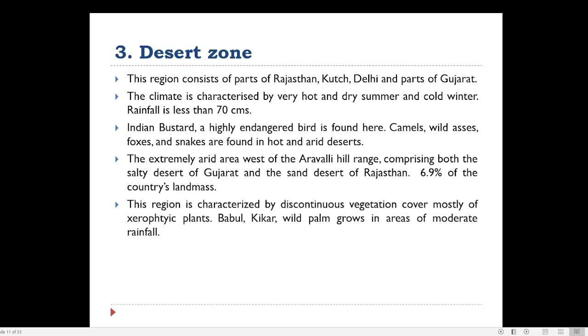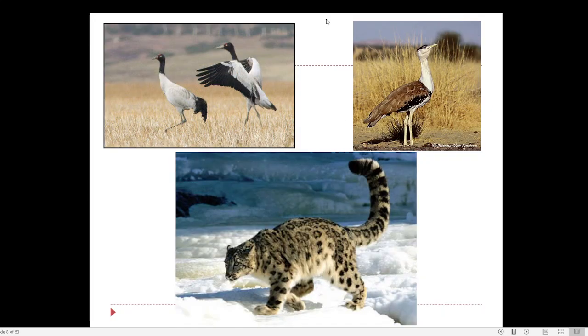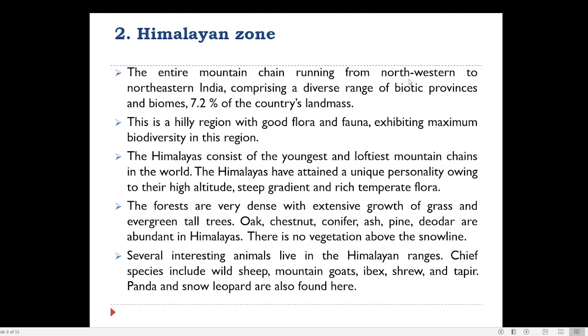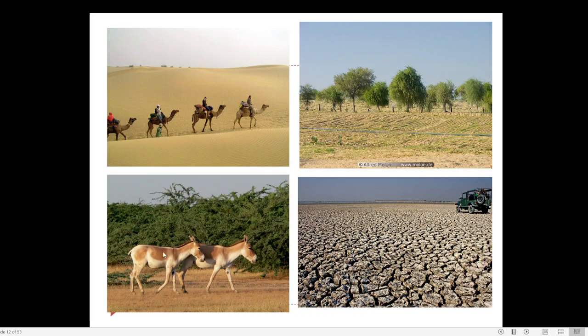Then the Indian bustard, an endangered bird, is found here. Earlier I showed you, this is the Indian bustard. This bird is also present in the desert region. Then camels are there, wild asses are there, foxes are there. So this is the camel, wild asses are there, and this is known as the Ran of Kutch. If you go to the desert area in Gujarat, it is known as the Ran of Kutch. It will appear like this.